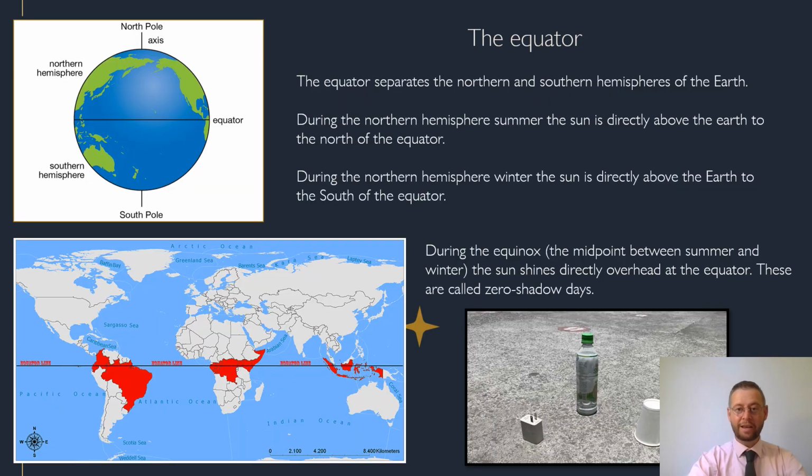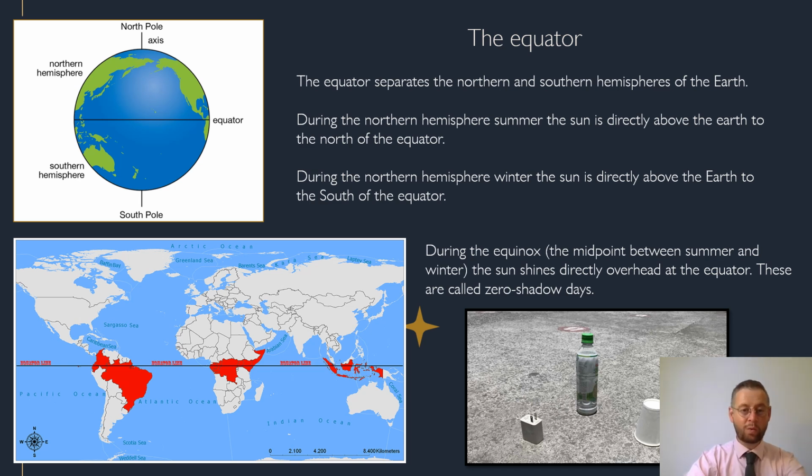Now, we use this word, the equator. The equator is as far away from the North Pole as it is from the South Pole. It is a horizontal line that goes around the globe. This separates the northern hemisphere from the southern hemisphere of the Earth. Now, it is possible when you stand on the equator that if it is an equinox, this is the midpoint between the summer and winter, and we'll talk more about that later. So we're talking about the 22nd of March or October, then the sun shines directly overhead of the equator. The sun actually crosses over the equator.